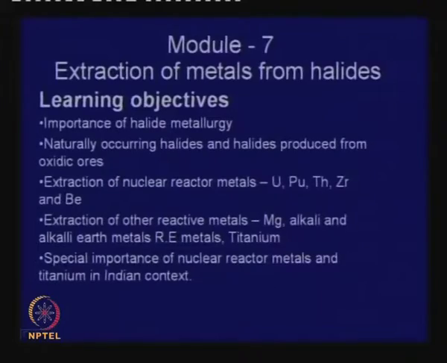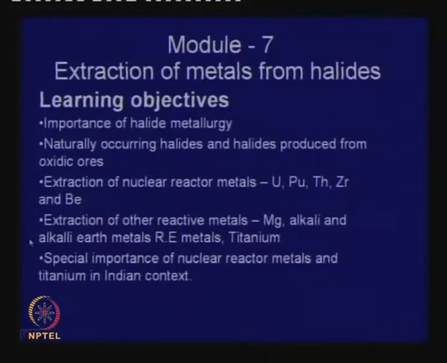I put them in this module because even though we have oxides of titanium or uranium or thorium, we do not directly go from there to the metal. We have to first convert the oxides to pure halides, and from there we will obtain the metal. So, that is why we have put it in this category.